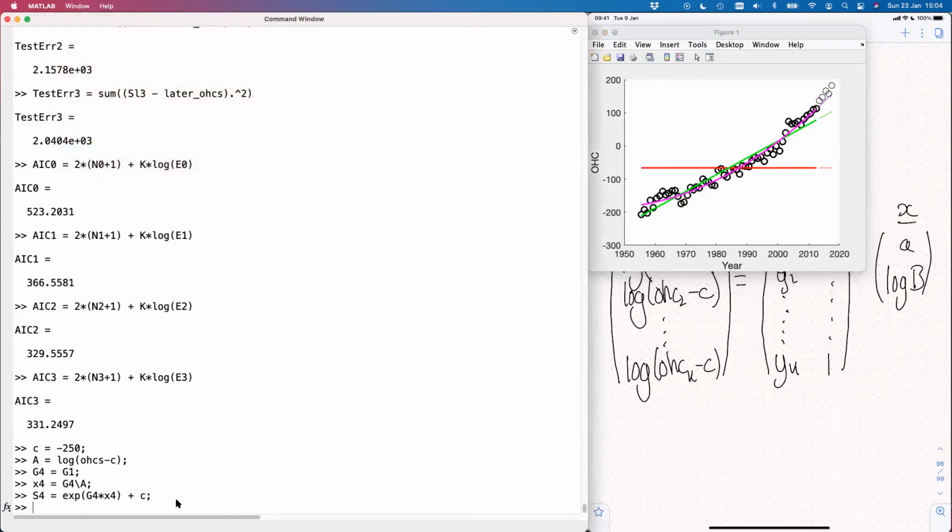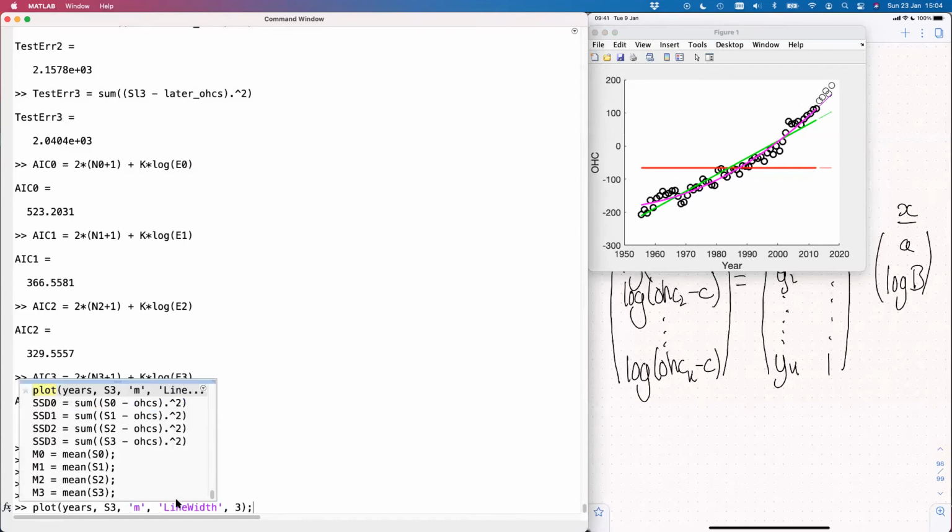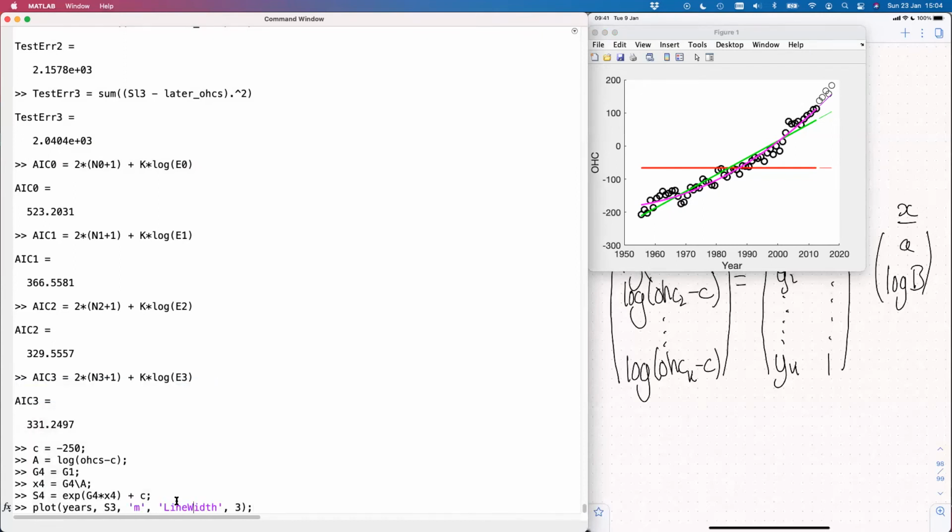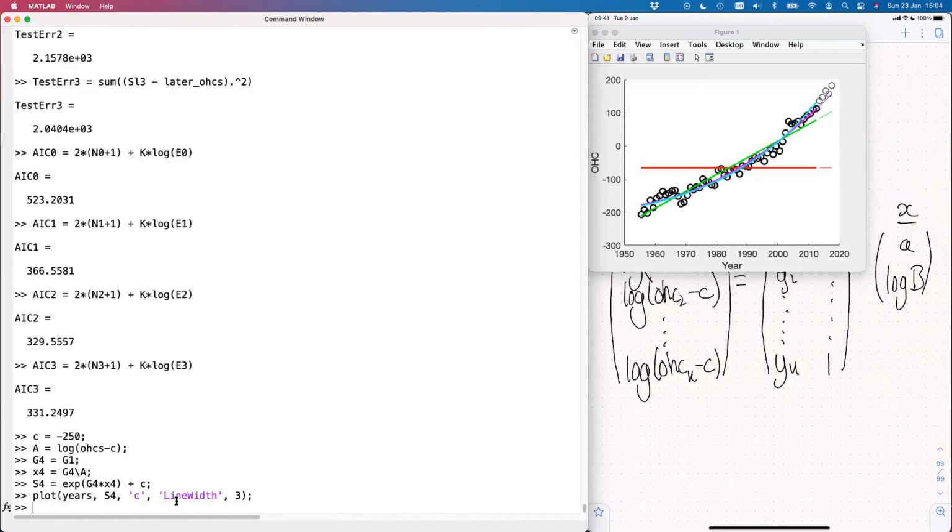And so I can now add, what color should we use now? I'll use cyan for this exponential model, S4. And there we go. So we get a new set of predicted measurements now from this exponential model. It looks not dissimilar to our quadratic and cubic models here, but has slightly more extreme variation, increasing more rapidly towards the end here.